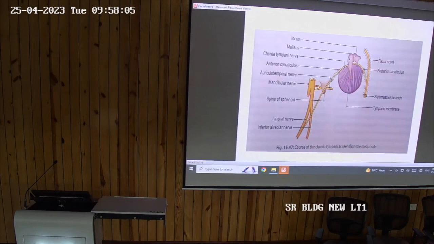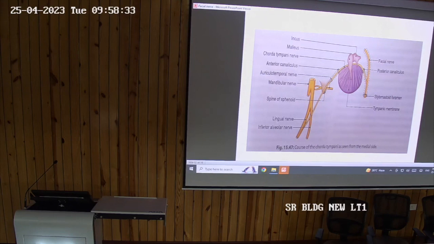Look at this part, that I will tell you just after this. The next nerve, which is very important, is the chorda tympani nerve. The chorda tympani nerve arises from the facial nerve. This is the stylomastoid foramen. Six millimeters above the stylomastoid foramen, this nerve comes out.